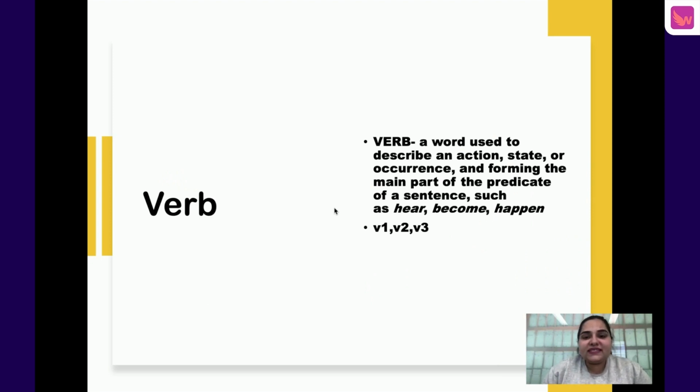Now, let us discuss verb. A verb is a word used to describe an action, state, or occurrence and forming the main part of the predicate of a sentence, such as hear, become, happen. There are three different forms of verb: first form of verb, second form of verb, third form of verb, plus we have another, that is the continuous verb, having first form of verb plus ing.